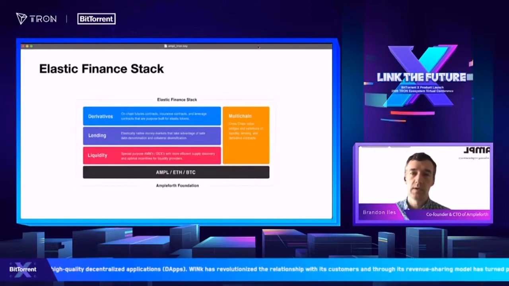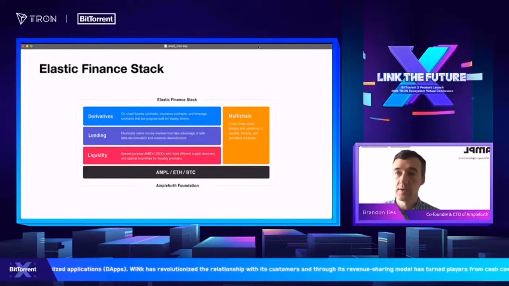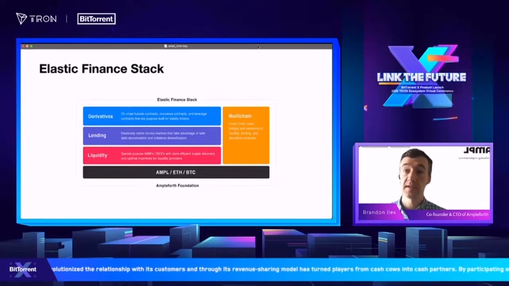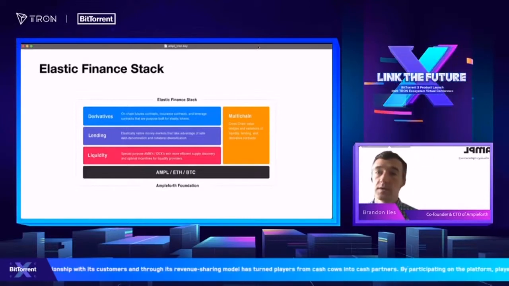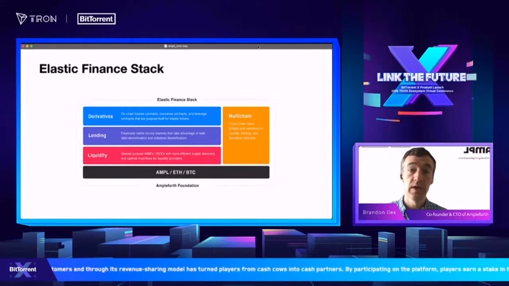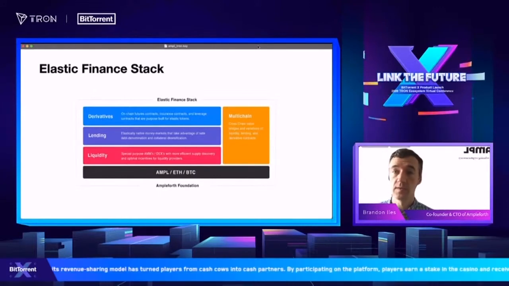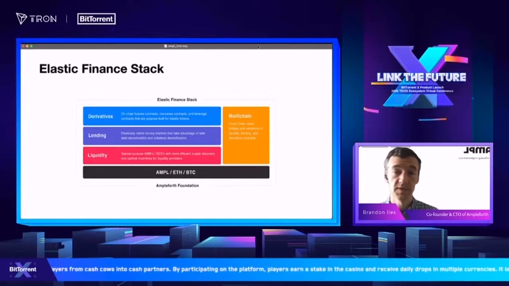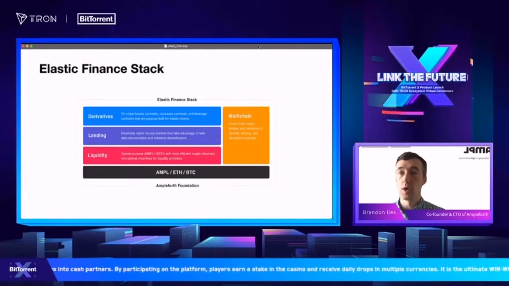And so it means that we can potentially do lots of new things with finance itself, right? So we sort of call this elastic finance. So right now we're focused on building up the stack of elastic finance, which includes the base level liquidity. So encouraging a highly liquid market for AMPL.